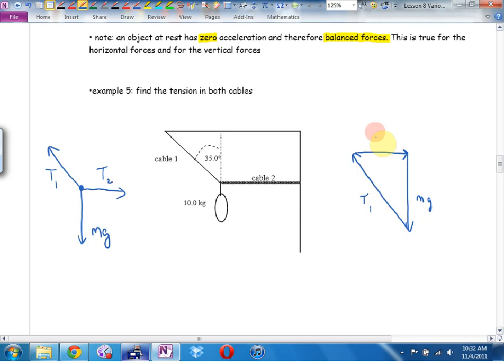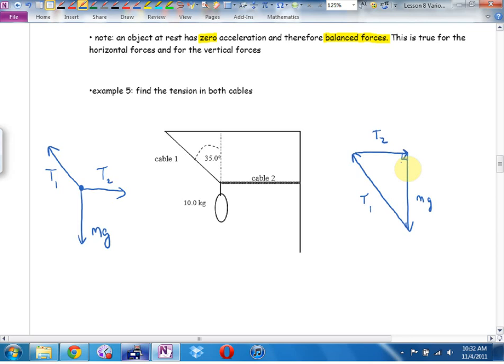Why is this so nice? By the way, you can solve this with components, but because I know it's at rest, unlike Kara, I know that, as it turns out, I can draw a closed triangle, because that's what at rest means. No net force, no net displacement. It's going to be a triangle that comes back to where it starts from, which means I think it's way easier to solve that than break everything into components. All I need to do is figure out where the heck this 35 goes.